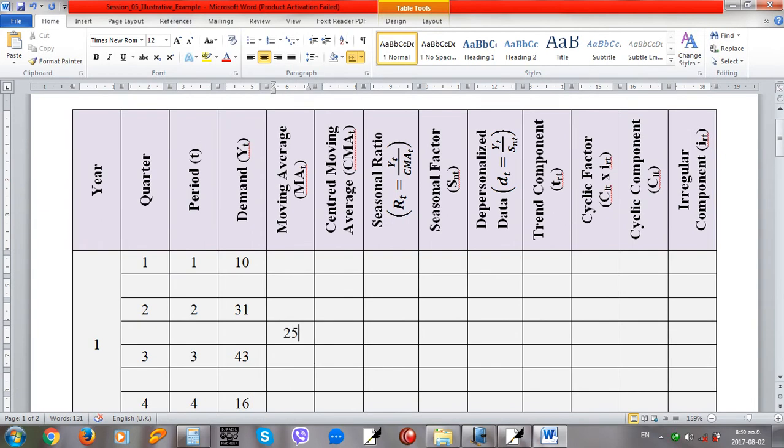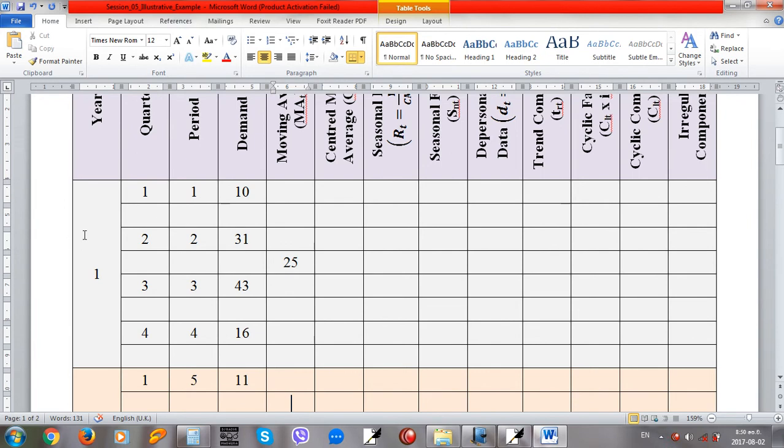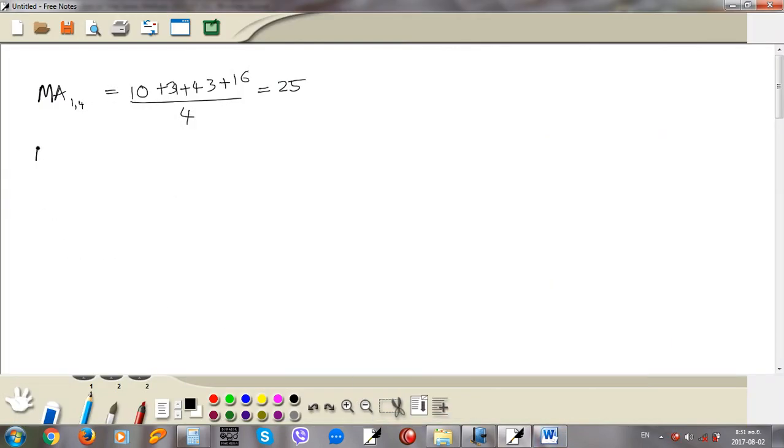We have to put it in the center of these 4 entries, 10, 31, 43, 16. It means the center is between 2 and 3. Then, in the next step, you have to remove this 10 and take the other 4, it means 31, 43, 16, 11. Then divide this by 4 and you can find the moving average for 2 to 5.